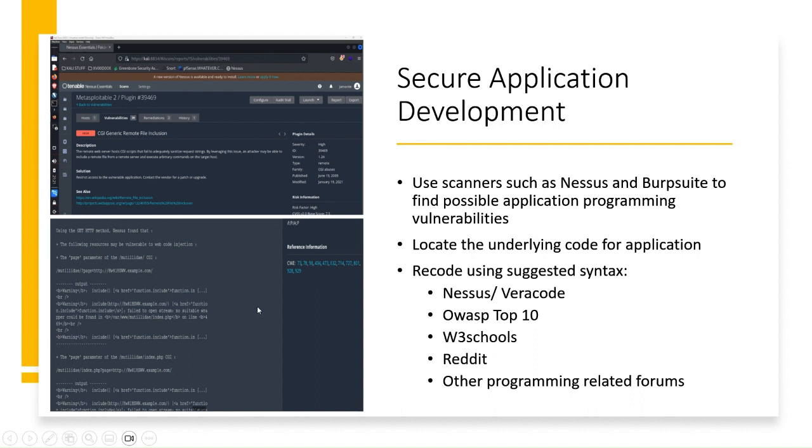All right. Another place you can find information that you can use to fix the underlying code is the OWASP Top 10. Also, W3 Schools has a lot of good information for secure programming. Reddit is actually another great place to find secure programming. A lot of programmers and hackers hang out on Reddit, and they can show you several different ways to actually code something. If you can't find it, just ask.